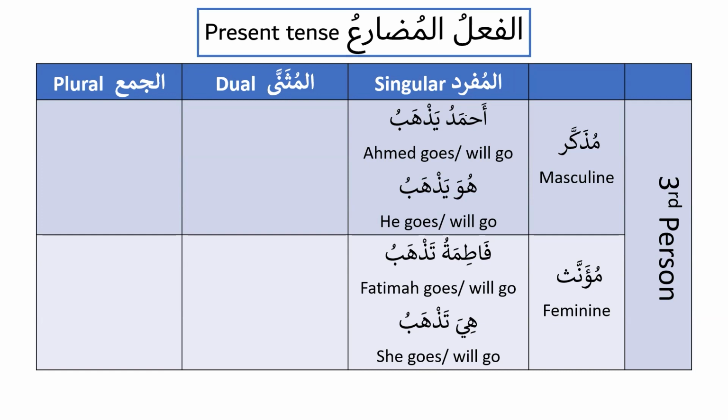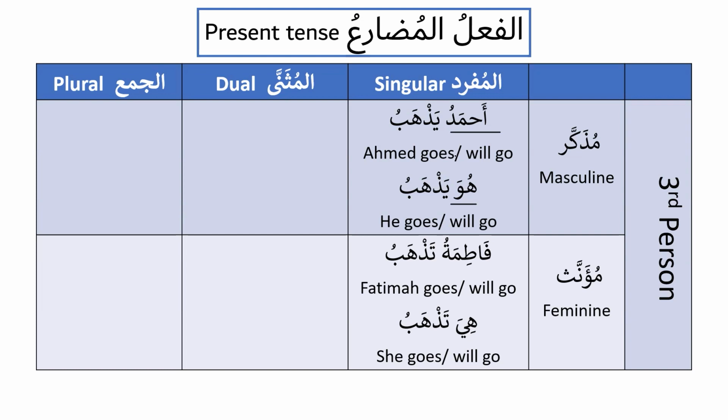The second part of the lesson, we will be introduced to the present tense. The present tense in Arabic is called al-fi'l al-mudari'u. Generally, when we talk about the verbs in Arabic, we start from the third person. For example, when we talk about mudhakkar, or masculine, we say Ahmad, or for Ahmad we will use the pronoun that we have learned already, which is huwa.